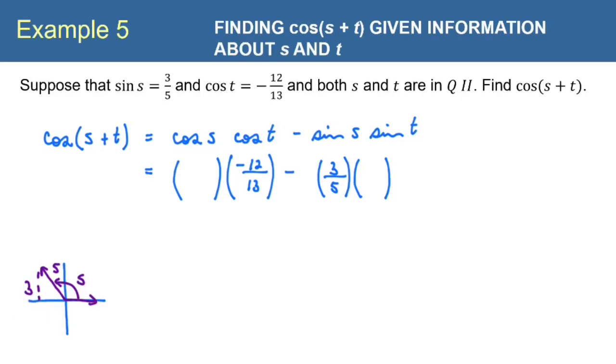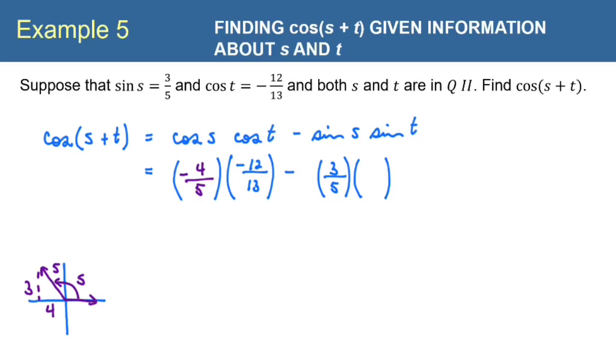Now you might recognize this as a 3, 4, 5 triangle, but even if you didn't, you would subtract the squares to get this missing side. So the square of 5 is 25, and then the square of 3 is 9. 25 minus 9 is 16, and the square root of 16 is 4. So the length of this missing side is 4. Now we know that the cosine of S is going to be negative because S is a quadrant 2 angle, and then the x over r gives us 4 over 5.